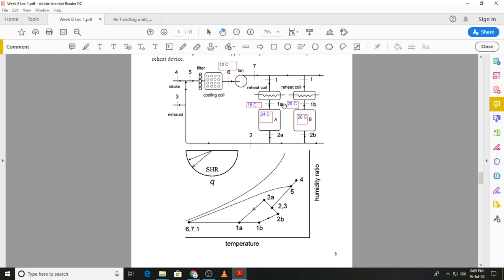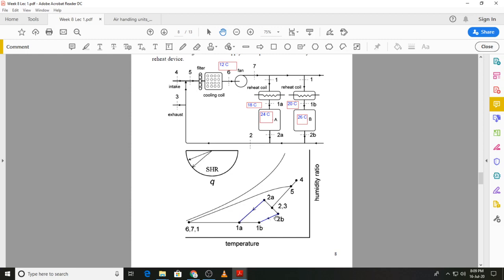Then from state 1A the air goes into zone A, and from here it goes into zone B. So these two lines over here, this line over here for example, is the space condition line or the load ratio line for zone A. Similarly, this line over here is the space condition line for zone B. And you can see due to the load there is an increase in the dry bulb temperature and humidity ratio. That means there is both a sensible and latent load.